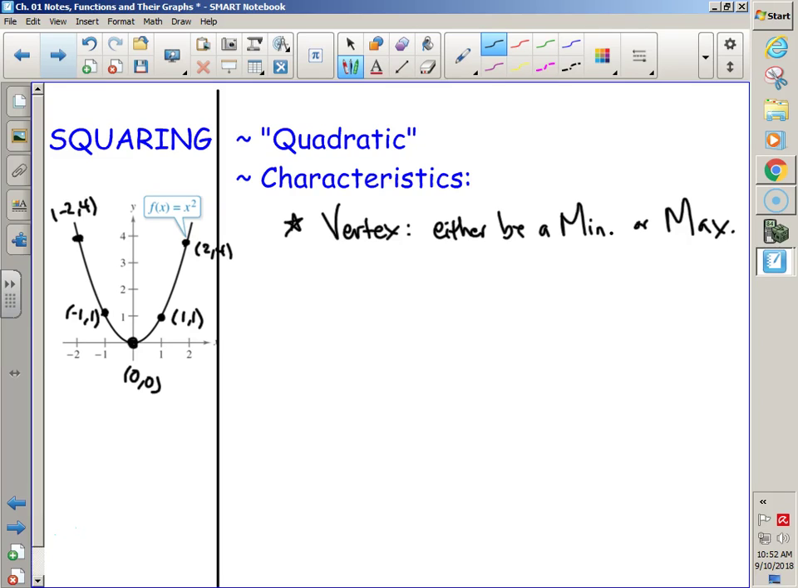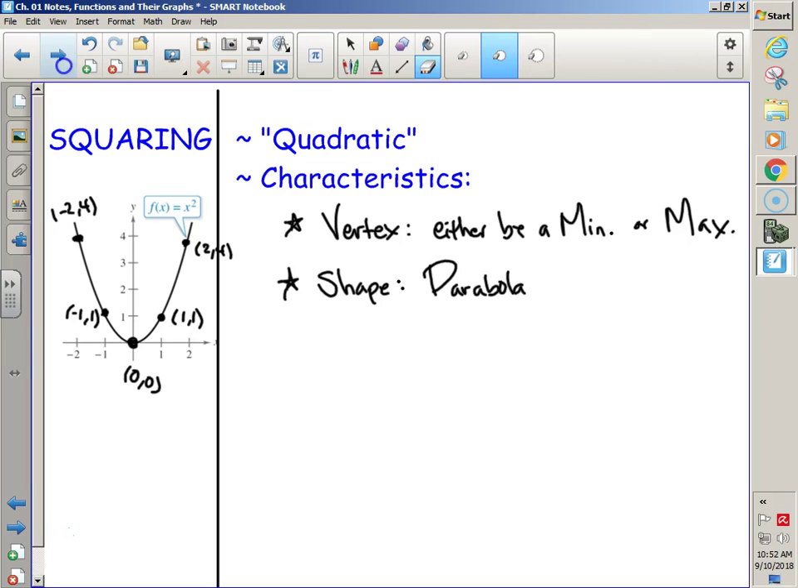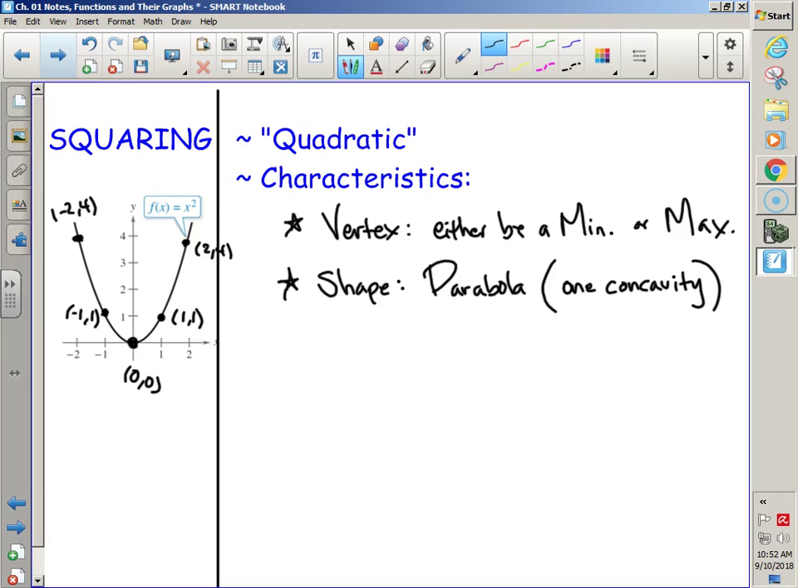If you guys didn't already know the shape of a quadratic, we would call it a parabola. And a parabola, let me put in parentheses actually, has one type of concavity. That might sound a little weird until we get to the cubic function, then maybe it'll make a little bit more sense. But a parabola has one type of concavity. Let me show you what I mean by that.